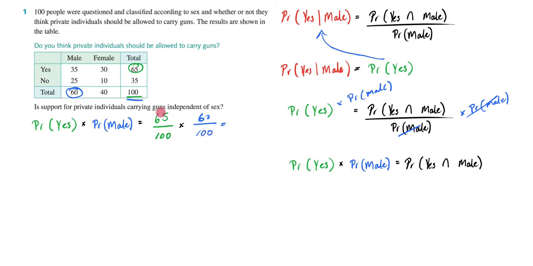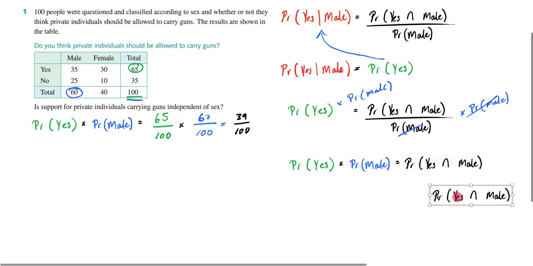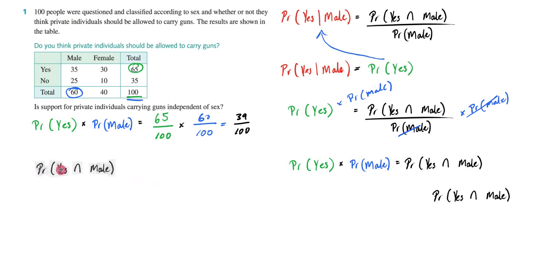Therefore our answer to this is 65 over 100 times 60 over 100, which is going to be 39 over 100. So there's our answer to the first part. We now need to figure out the probability of yes intersection with male. So now we have to figure out this part. Let me copy it and bring that over here.